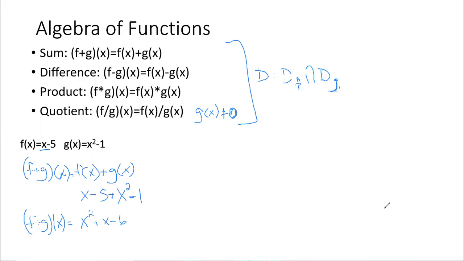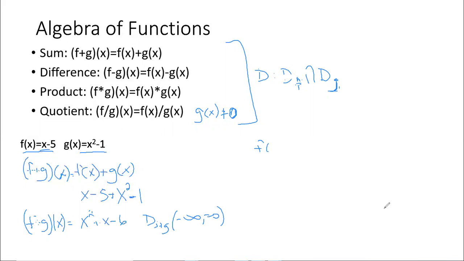Okay? The domain of this function, so we have where the domain of f intersects the domain of g. f of x is x minus 5. We can plug any value in for x. g of x is x squared plus 1. Again, as a polynomial, we can plug in any value. So the domain of f plus g is just going to be all real numbers, negative infinity to infinity. It's a polynomial.